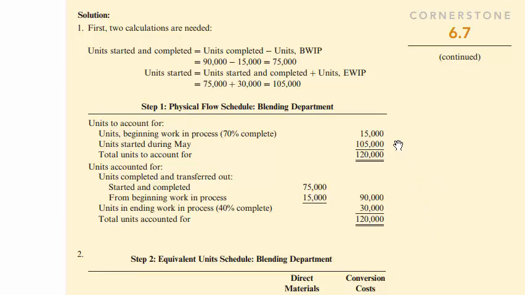Then we add in the 105,000 units that we started during May, which we calculated above, and we come up with the total units to account for. Then we've got to, if you will, allocate those total units.